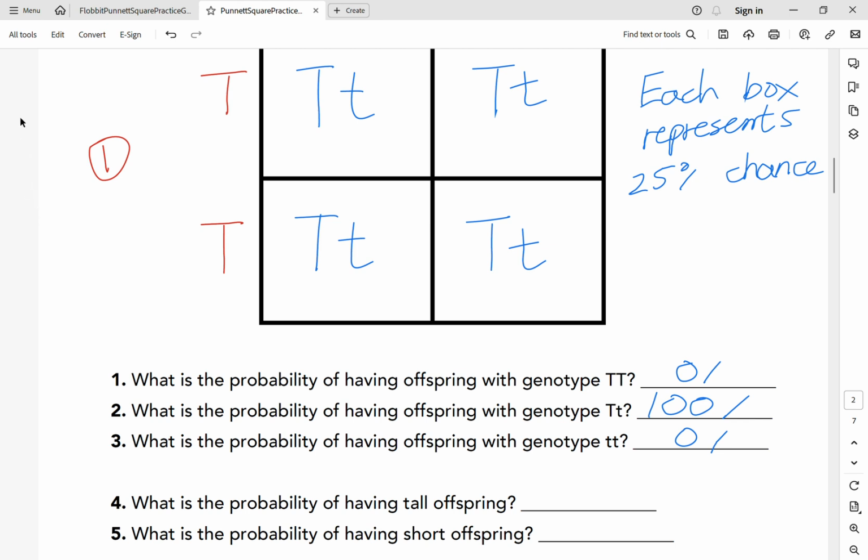So what's the probability of getting a tall offspring? Well, every one of them is going to be a tall offspring because all of these boxes have capital T's. So it's 100%. And if it's 100% to get a tall offspring, it's 0% to get a short offspring.